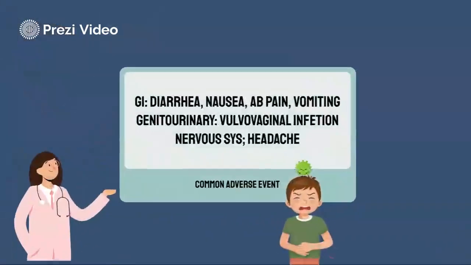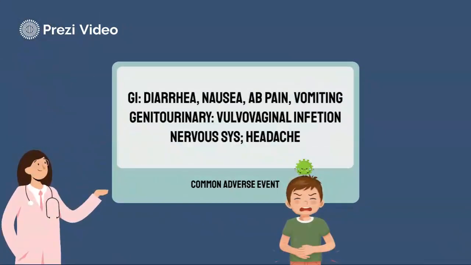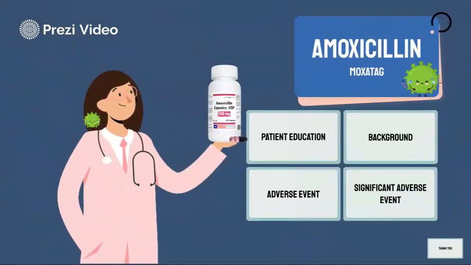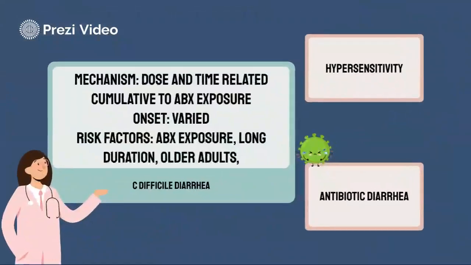Now for adverse events, the common adverse drug reaction. Amoxicillin is well tolerated, but some common complaints can be GI symptoms such as nausea, vomiting, and diarrhea. And for significant adverse events, we have C. diff infection or CDI.